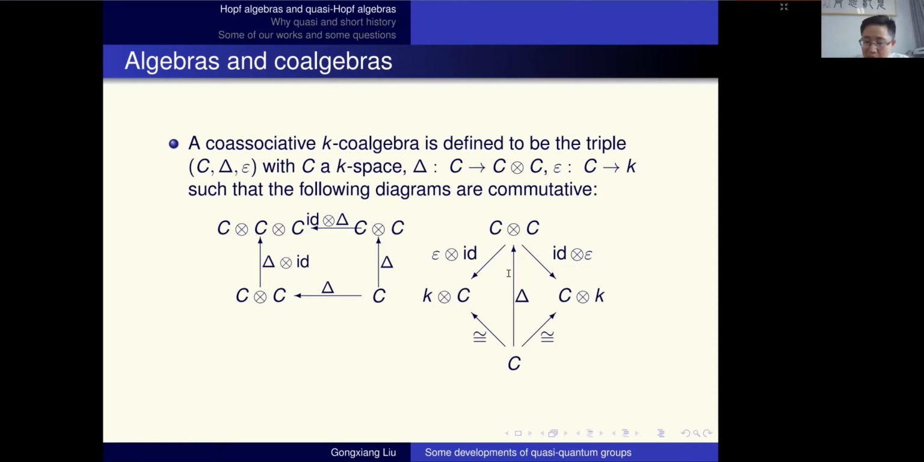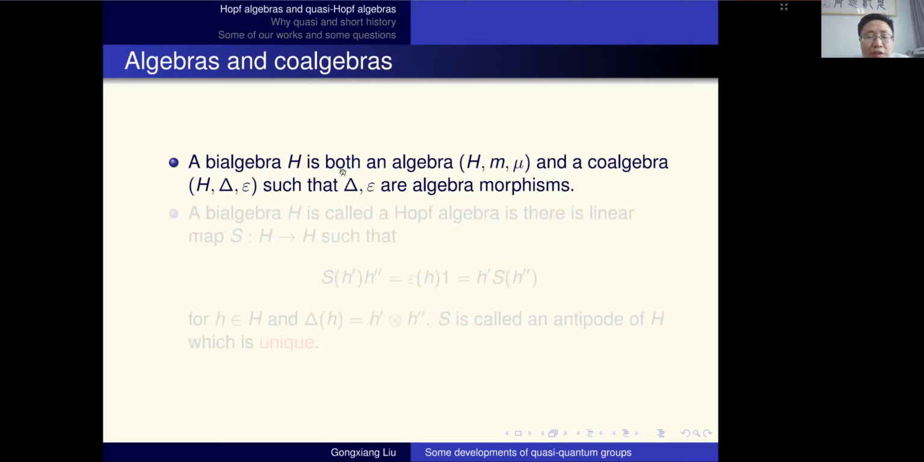Next, I want to combine these two concepts together. A bi-algebra is both an algebra and a co-algebra, and these two structures are compatible. What does compatible mean? The co-algebra maps are algebra morphisms. Equivalently, you can ask that the algebra maps are co-algebra morphisms. That's the equivalent definition, totally the same. So this is the definition of bi-algebra.